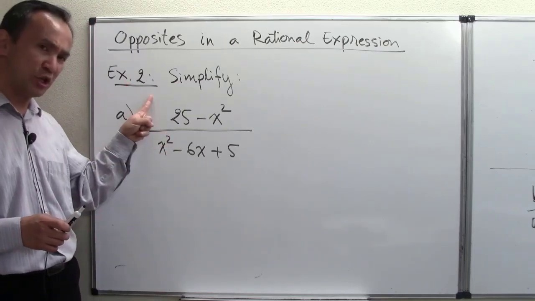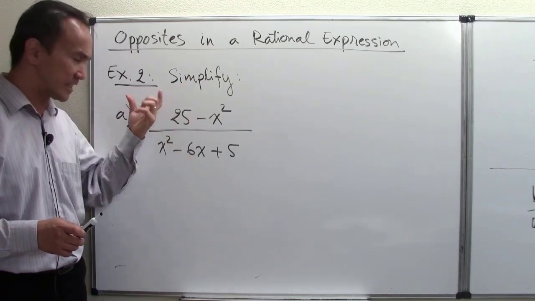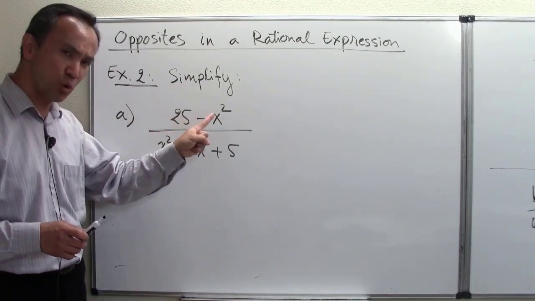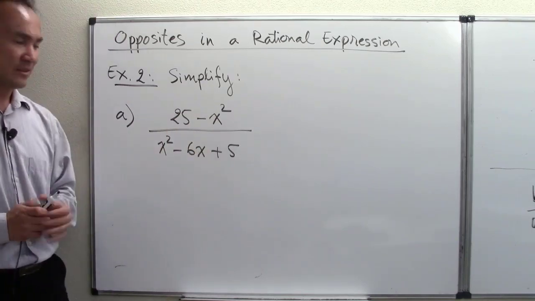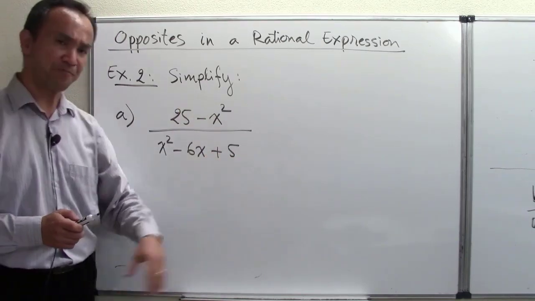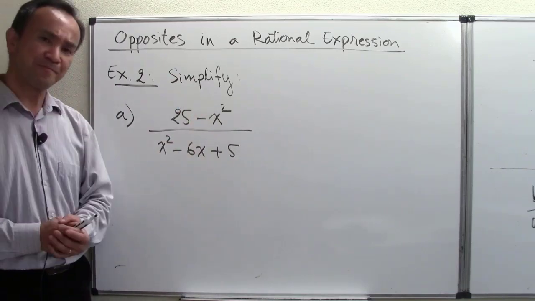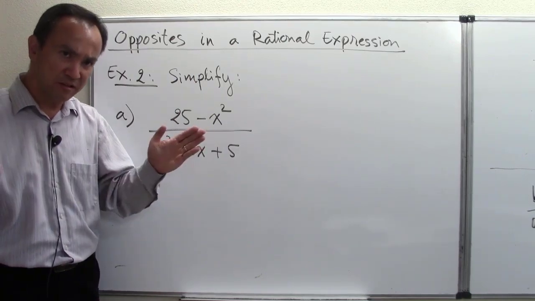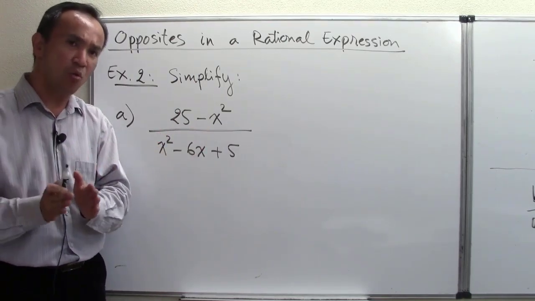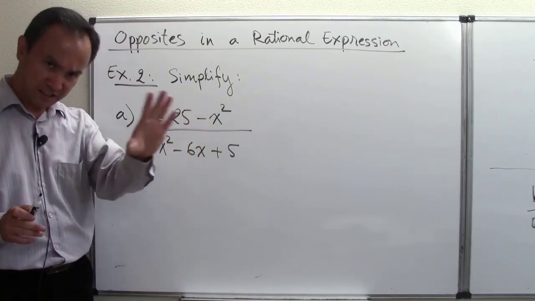So example 2 here, we are instructed to simplify, and the first problem in this example, how about 25 minus x squared over x squared minus 6x plus 5. So what we have here is a rational expression. We have already spent a lot of time looking at how we can simplify a rational expression. So here we go, let's apply that skill.